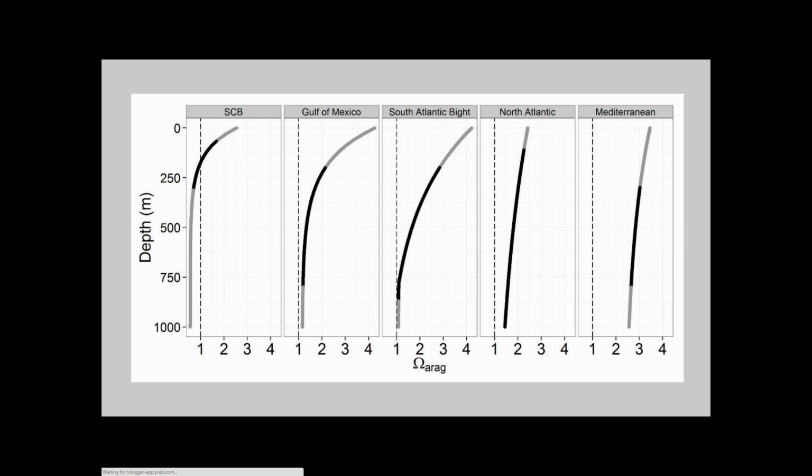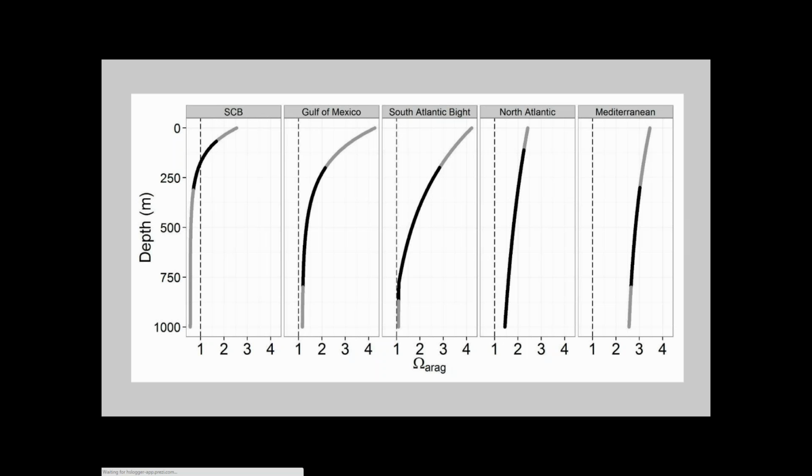This whole graph could be an entire presentation in itself, explaining why each profile is shaped the way that it is. But the reason the Southern California Bight is so acidic is because of upwelling of old, DIC-rich and cold water. Factors that can contribute to the shape of these profiles generally coincide with upwelling, the age of the water mass, temperature, and how much freshwater input there is.